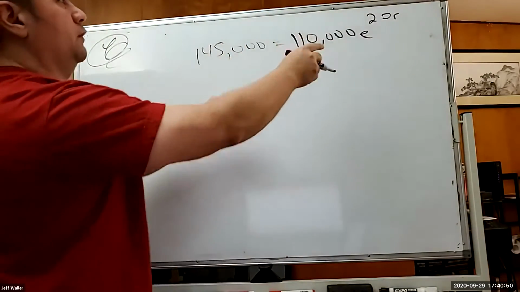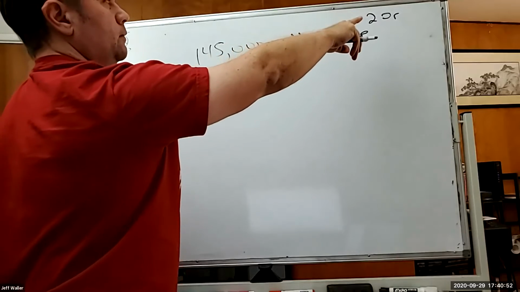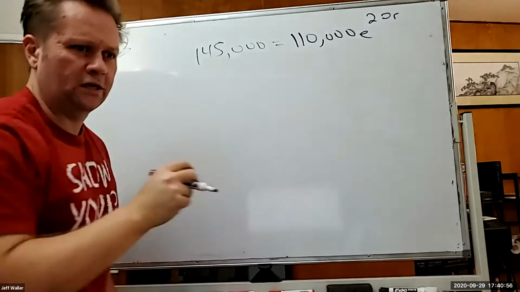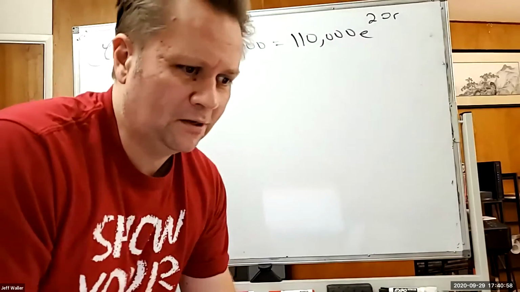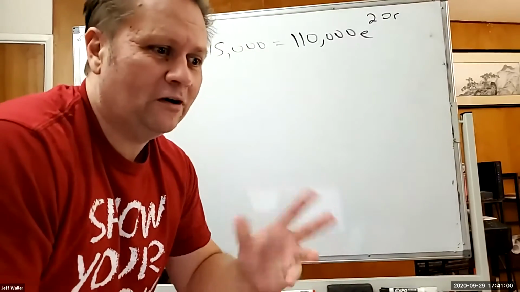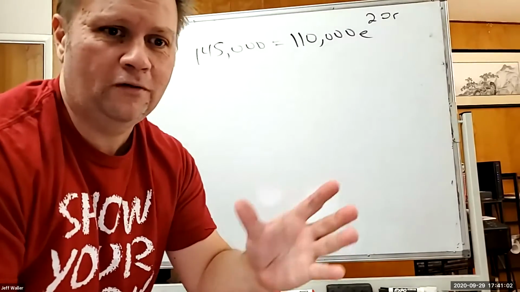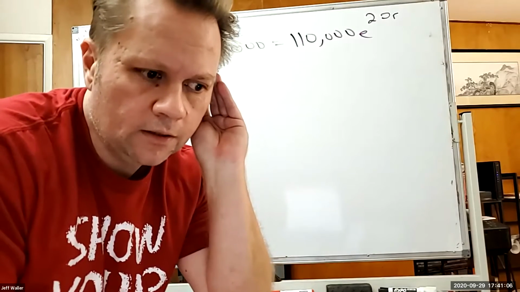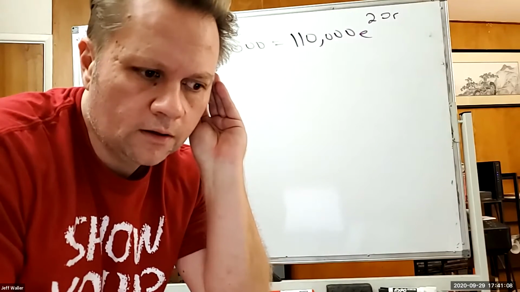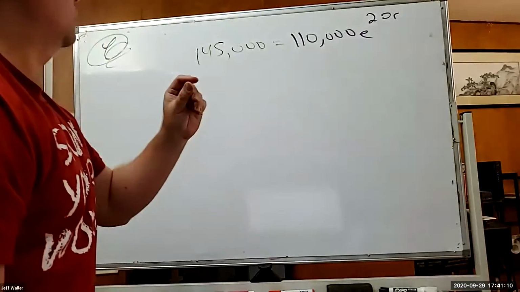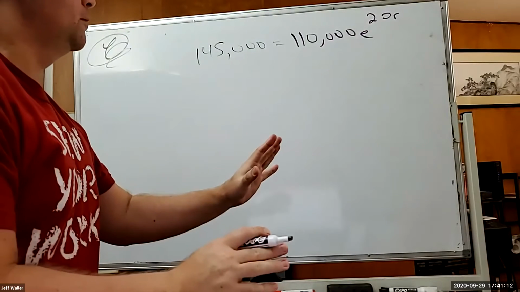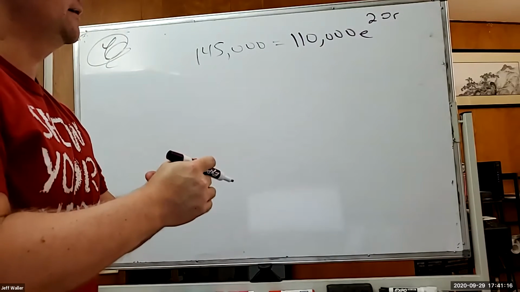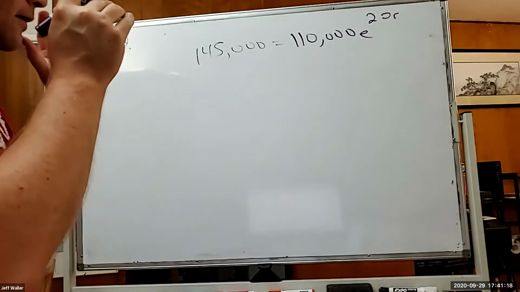So how do I solve for R? Somebody else than Jason. I know Jason's paying attention. How do I solve for R? What's a good first step? Would you multiply by an exponential 1 over 20? No. Would you divide? Yes, by the 110,000 off of both sides? Of course.